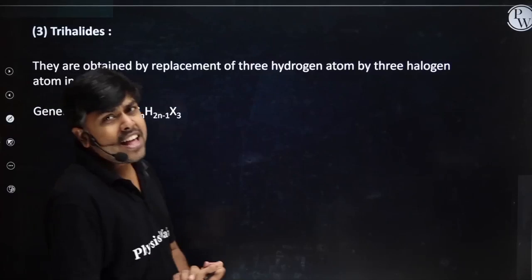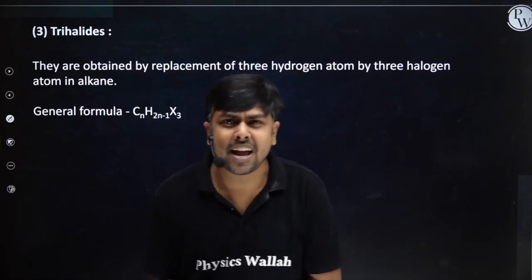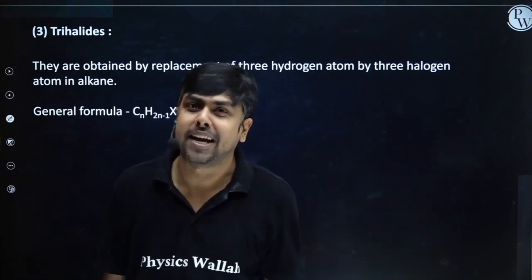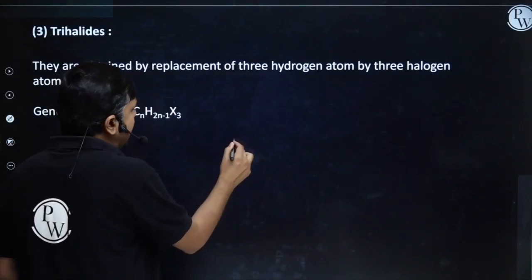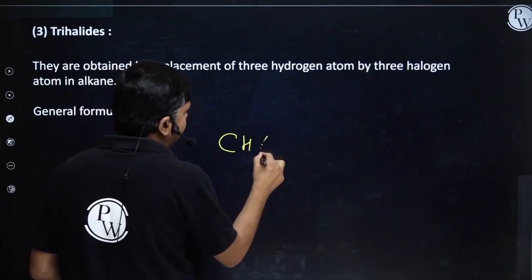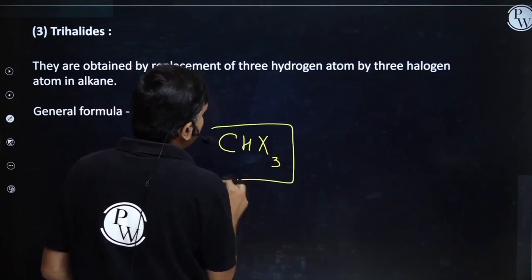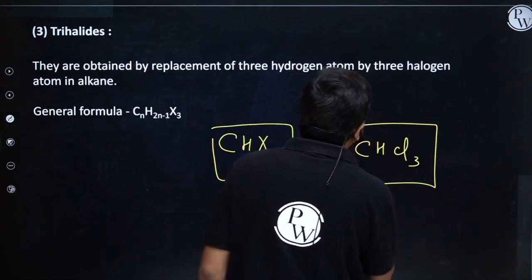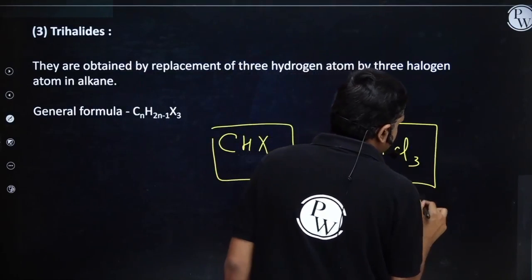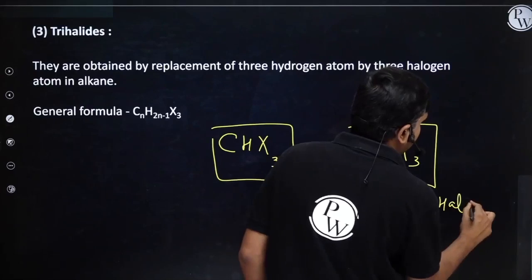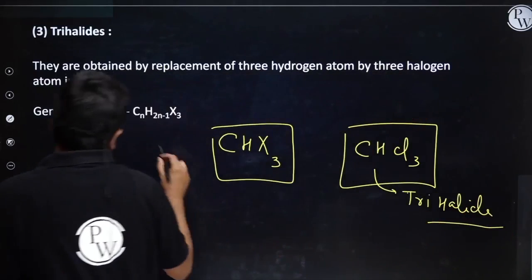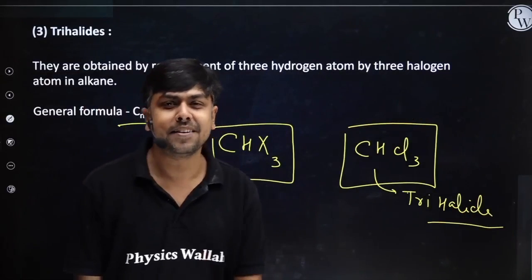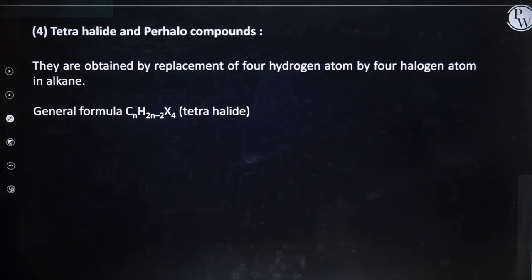Third one, trihalides. Here, 3 hydrogen atoms will be replaced by 3 halogen atoms. The best example is haloform, CHX3. Am I clear, student? We can have chloroform, CHCl3. It's an example of trihalide. It will have a general formula CnH2n-1X3. Am I clear? Let's move ahead.